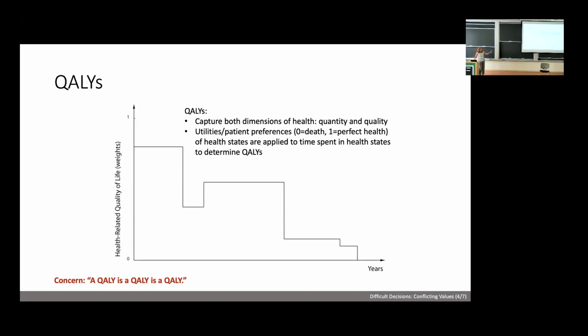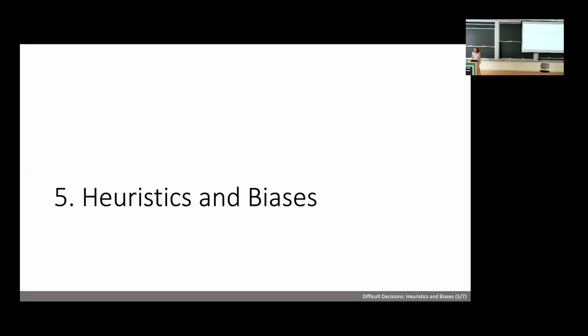The drawback is, and I put it in red there, that a quality adjusted life year is a quality adjusted life year is a quality adjusted life year. So that's the biggest criticism of the quality adjusted life years, because we don't care what your baseline was, we don't care who gets that quality. So there are equity considerations in there as well that can be addressed in other ways, but this is the major criticism of the quality adjusted life year.